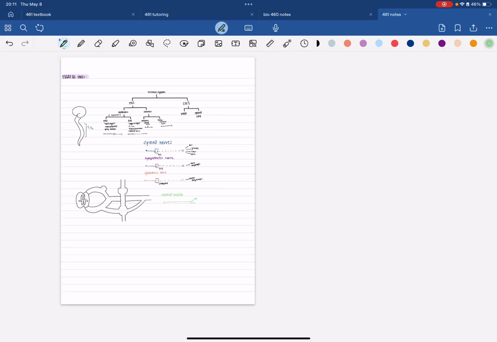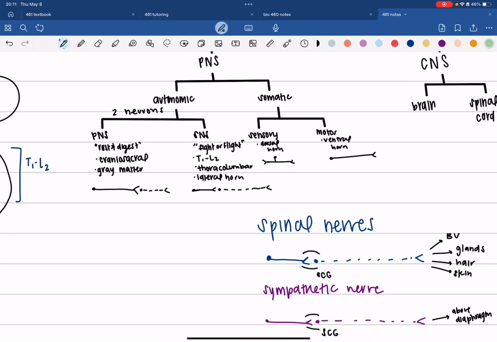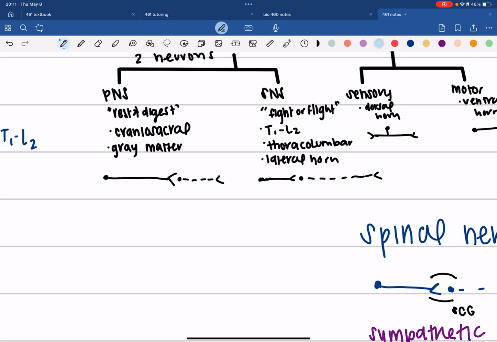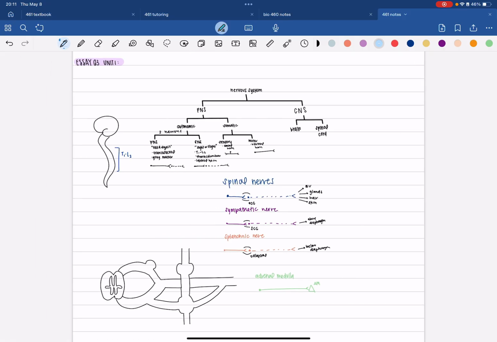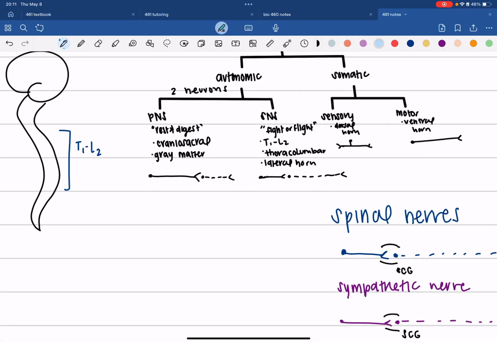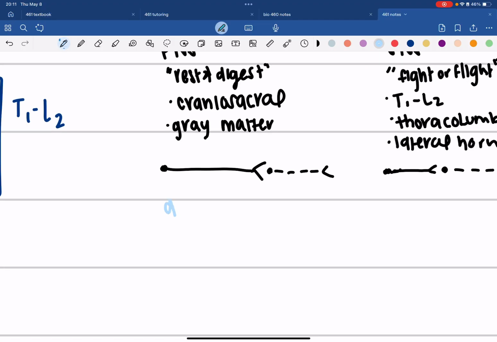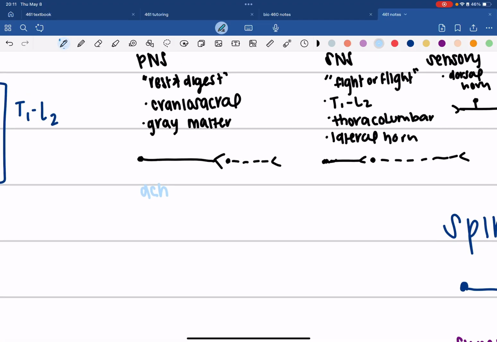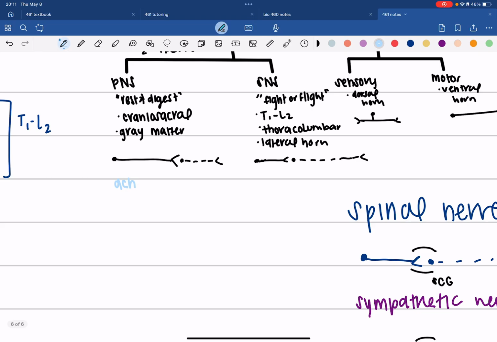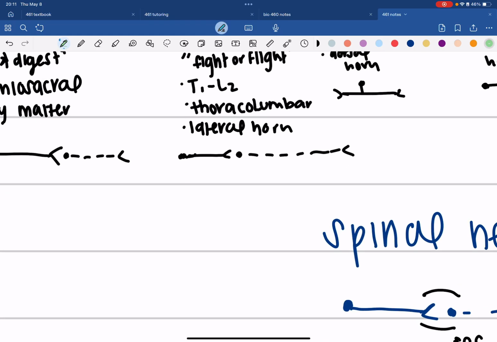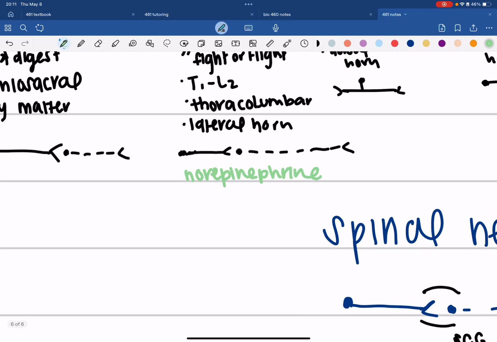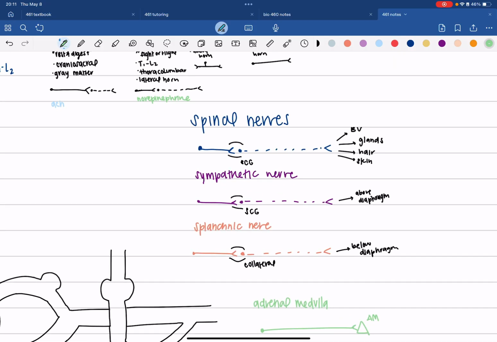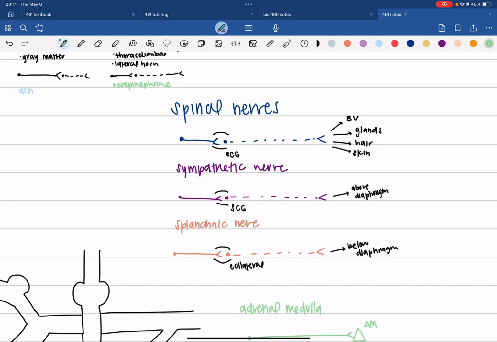Now, for our parasympathetic nervous system, our neurotransmitter of choice, or what these nerves would be releasing, would be acetylcholine. And for the sympathetic nervous system, it would be norepinephrine. So it is specific for each neuron what it would be releasing.